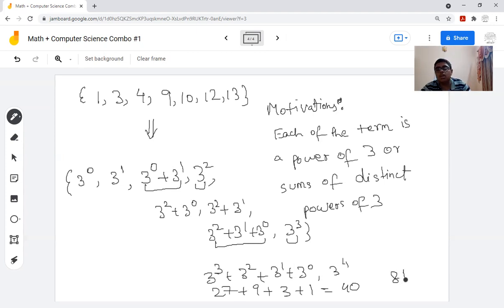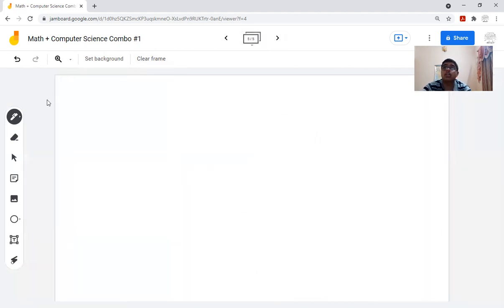So there we have it. Now it comes to the point: is it true for all n? Yes, it seems obviously true, but how do we prove it rigorously? So what's our claim? The claim is that this number, 3 power 0 plus 3 power 1 plus 3 square, all the way up till 3 power a minus 1, is actually less than 3 power a.